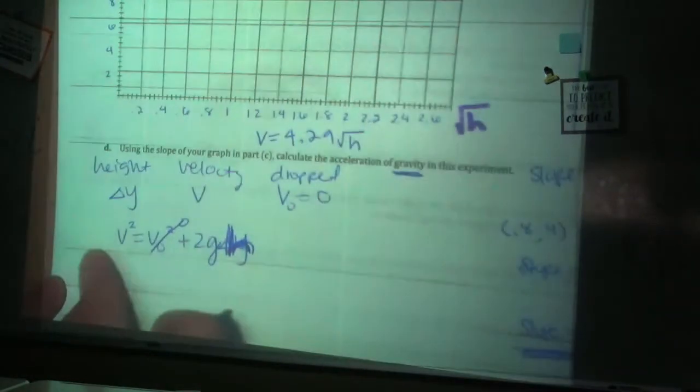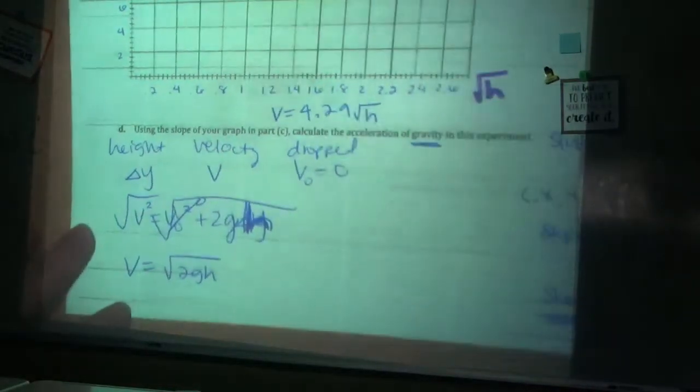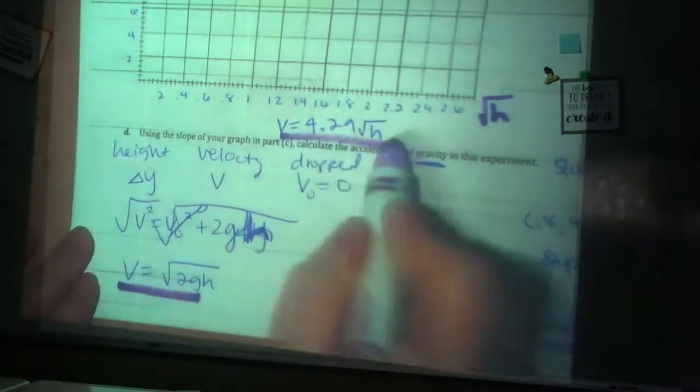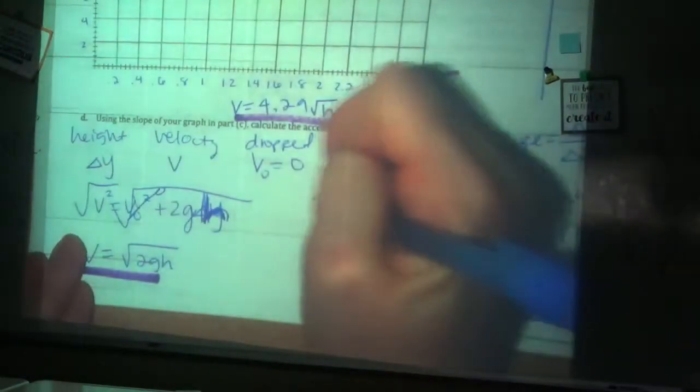So I want to make that look the same as this. So I'm going to square root both sides. So then v is equal to the square root of 2gh. Now I have two equations that look very similar. They're both v equals, and they both have square root of h in them. So now I'm going to set them equal.